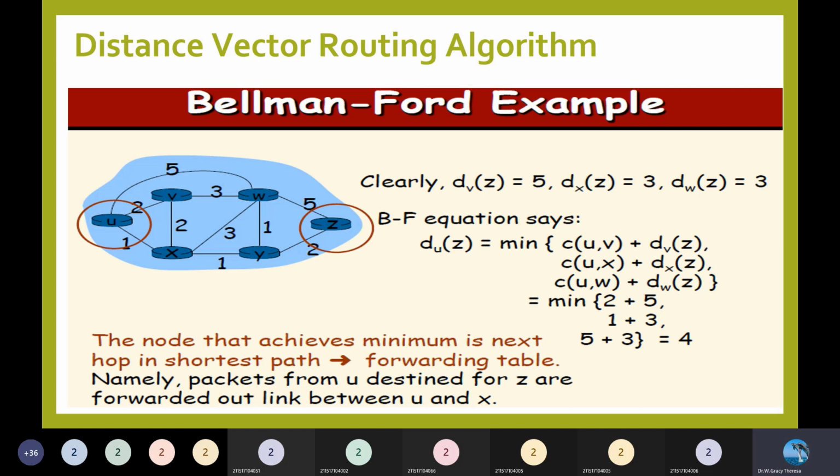Now there is also another route. I can also reach Z through another path: V to X, X to Y, and Y to Z. From V to X the cost is 2, whereas from X to Y the cost is 1.